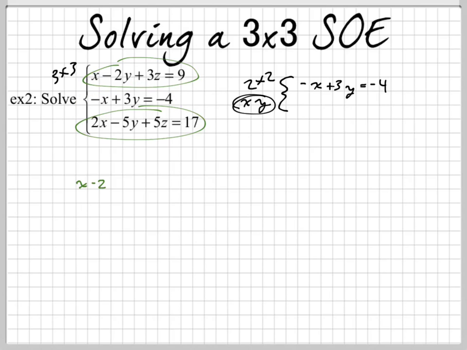We have x minus 2y plus 3z equals 9. And then we have 2x minus 5y plus 5z equals 17. Okay, now we want to eliminate the z's. You can't pick another one. You want to eliminate the z's because in the end we want one equation that we can write right here with this one that only has 2 variables, the x and the y.